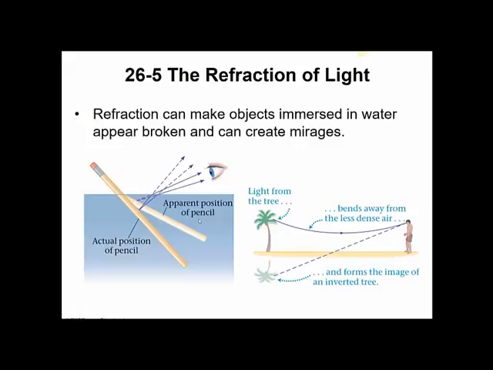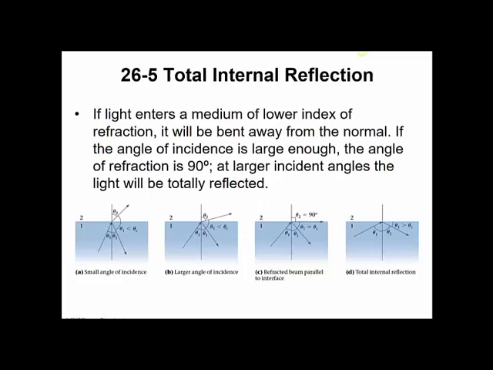Refraction can make objects immersed in water appear broken and can create mirages. So do this at home. Take a pencil or a spoon and put it in a glass of water and look at it from the side. It looks like the spoon or the pencil is broken, but in fact it's not. It's only that way because light bends towards the normal, which gives it that broken effect. What happens? We know that when light enters a lower index, it'll be bent away because it speeds up.